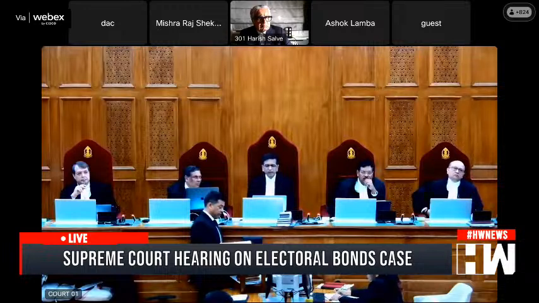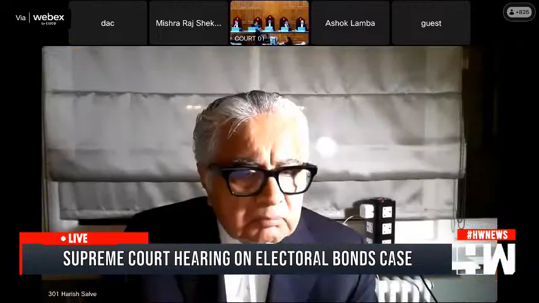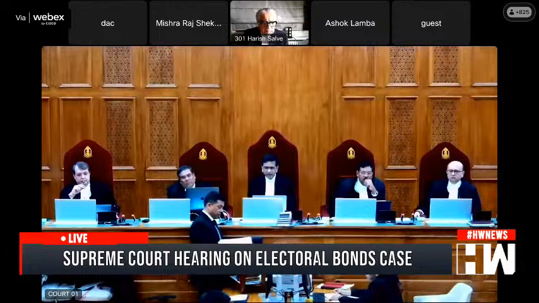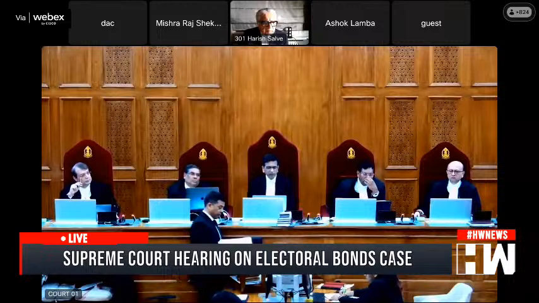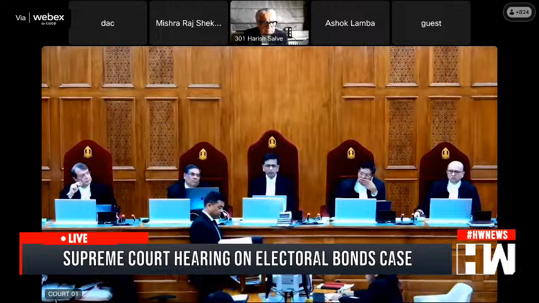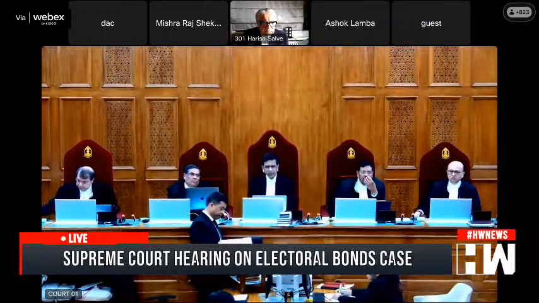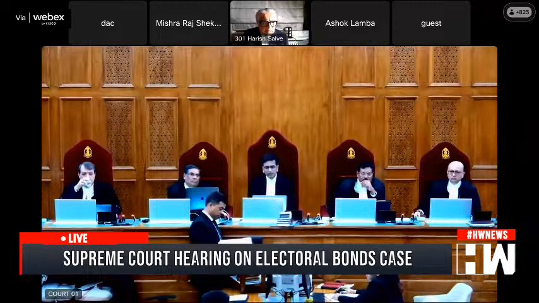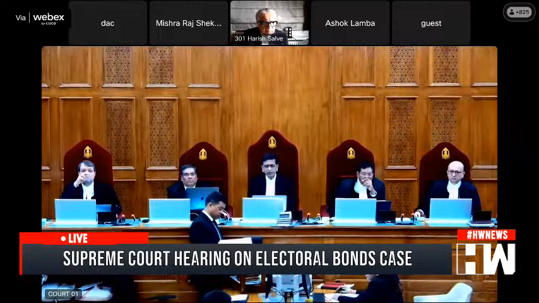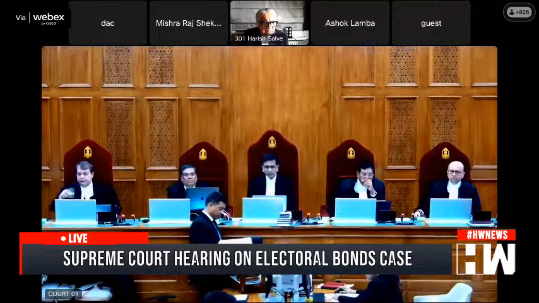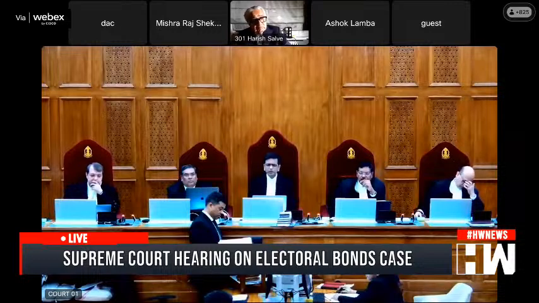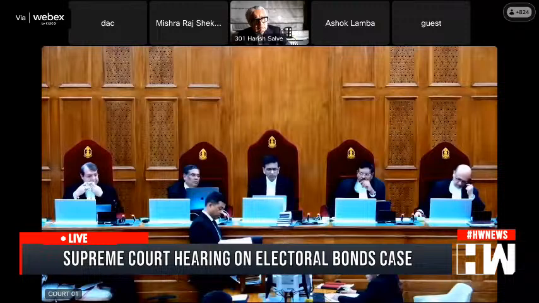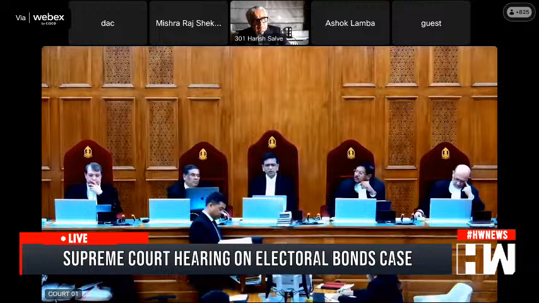SBI filed a miscellaneous application before this court two days before the expiry of the deadline, seeking an extension of time until 30 June 2024 for complying with the directions. Stop. The petitioners before this court, the Association for Democratic Reforms and the Communist Party of India (Marxist), instituted a petition invoking the contempt jurisdiction of this court against SBI for an alleged willful disobedience of the order of this court.